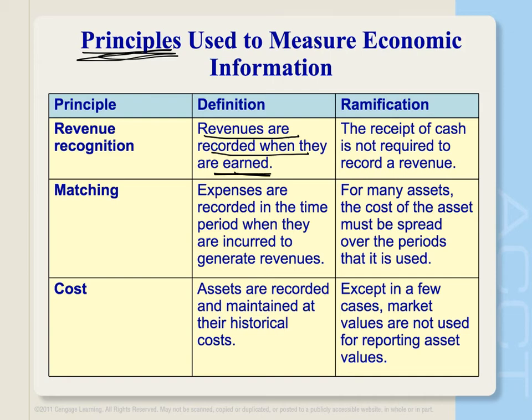So what that means is even though I didn't get the money, let's say till September, but I did the work in August, because I earned it, I could recognize the revenue, which means I'm going to say that I made $100 in August, even though I physically don't have the cash, which is what it says here. The receipt of cash is not required to record revenue. Earning it triggers the recording of revenue.